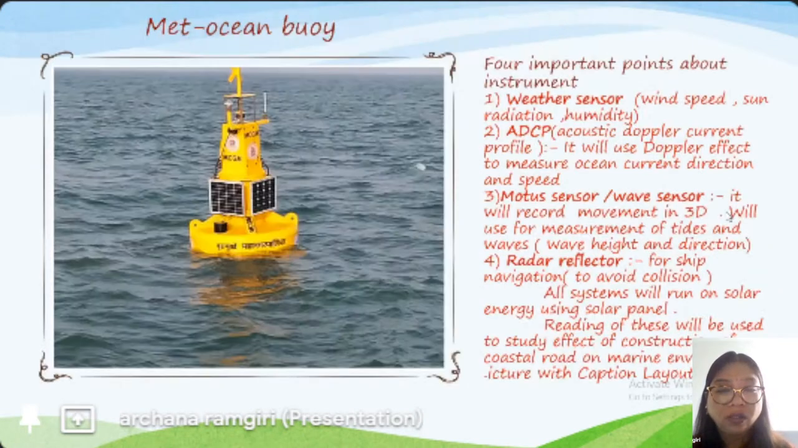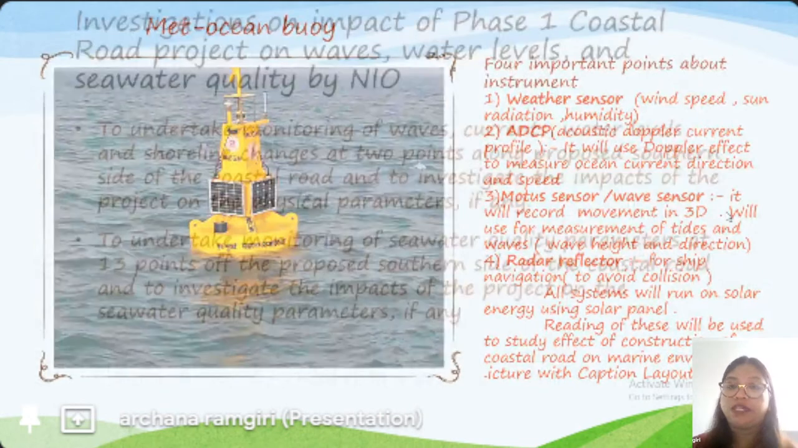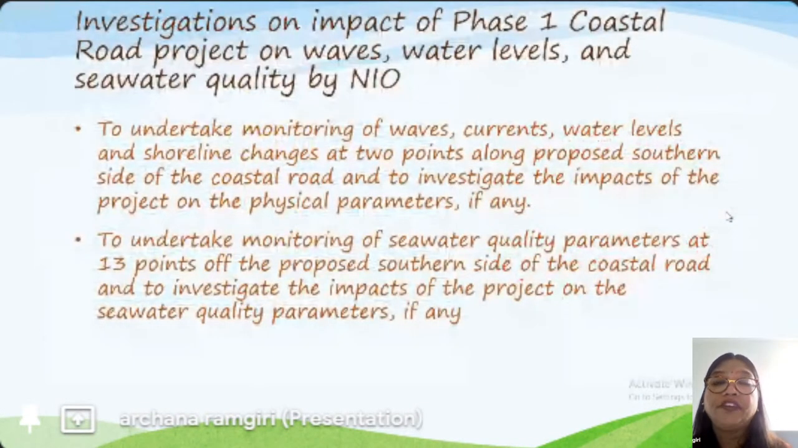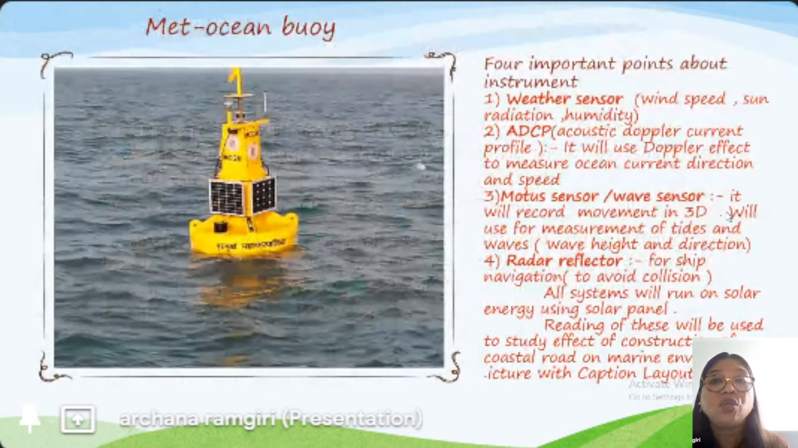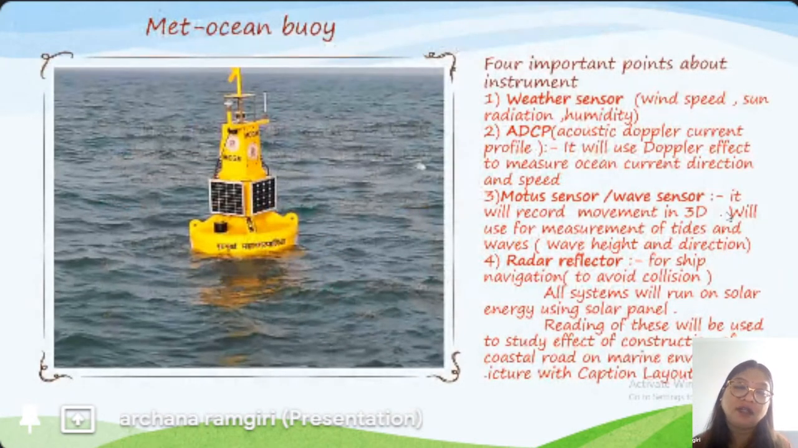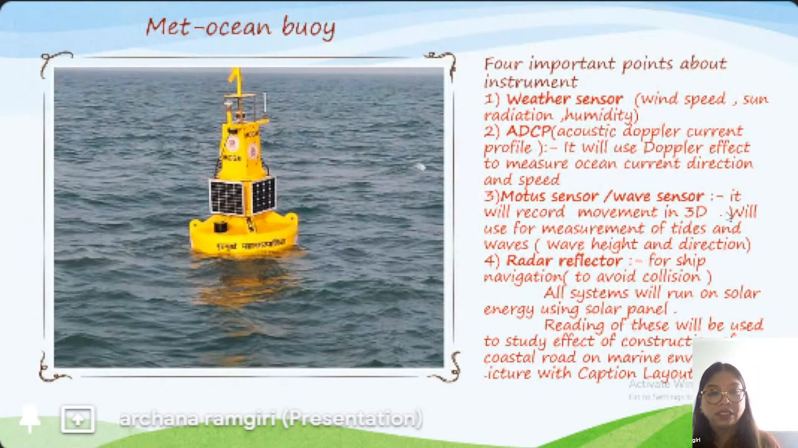So to find out the waves, current, water level and shoreline changes, NIO has bought met ocean buoys. There are two met ocean buoys they have installed here in the coastal road region. This is the instrument from which they are going to report the things.